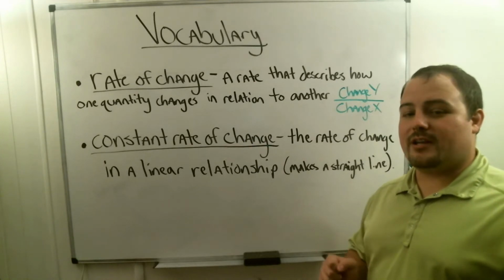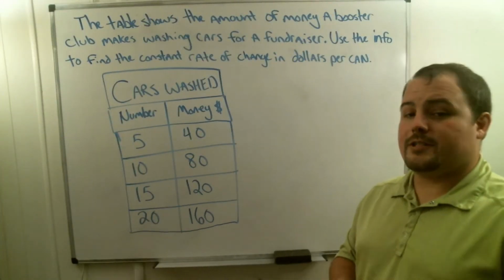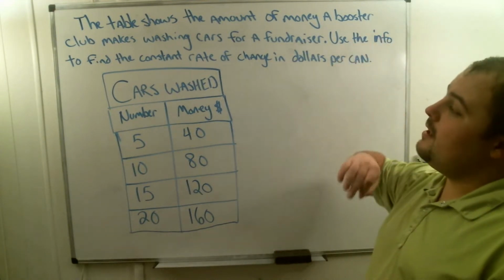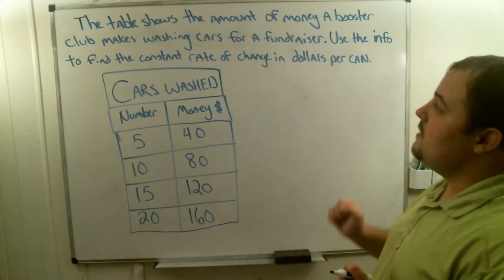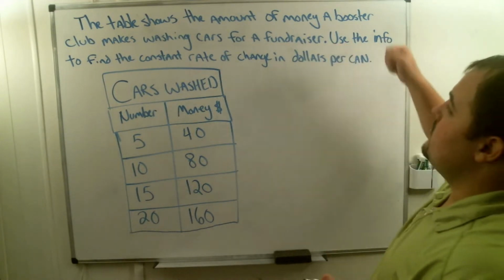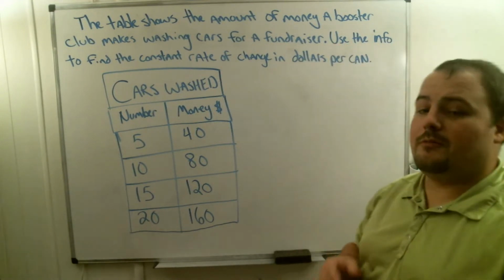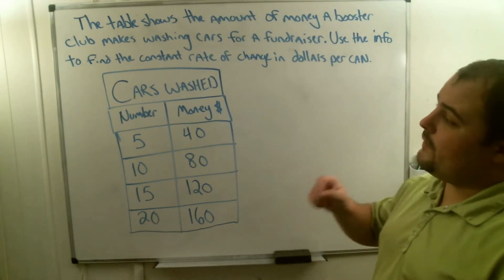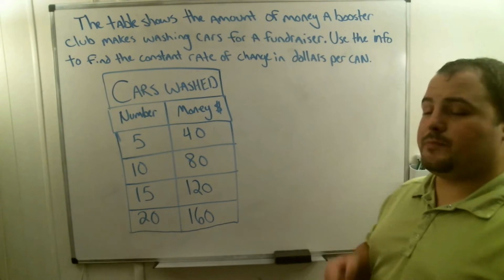Let's go ahead and practice some problems. In our first example, we're going to use this table to find the rate of change. It says the table shows the amount of money that a booster club makes while washing cars at a fundraiser. Use the information to find the constant rate of change in dollars per car.